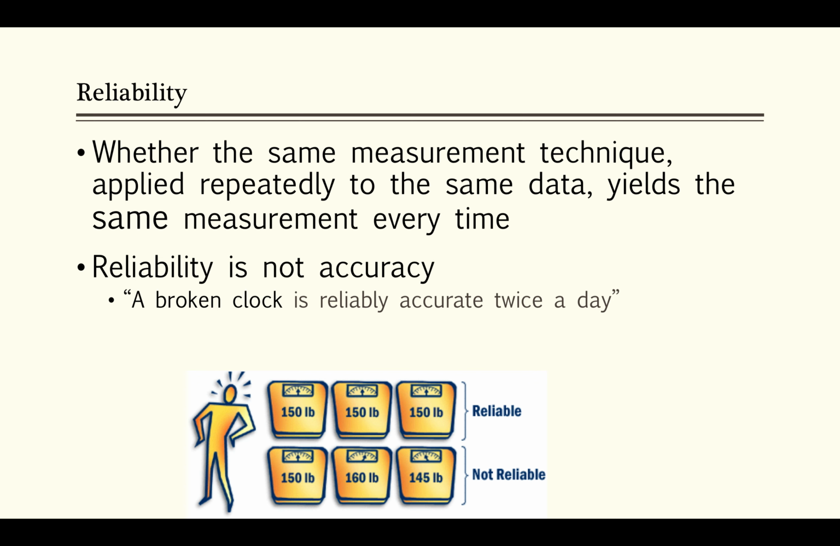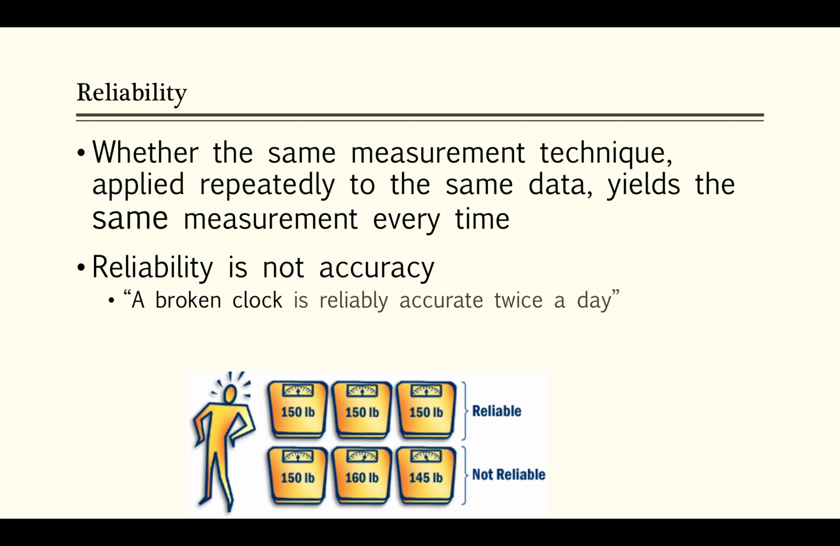get the same result? And so the best way I've always found to think about this is a scale. So if I step on a scale and every time I step on the scale I get the same answer, it's a reliable scale. If I step on the scale and I get a different answer every time, it's not reliable. Now, reliable is not the same thing as accurate, right?